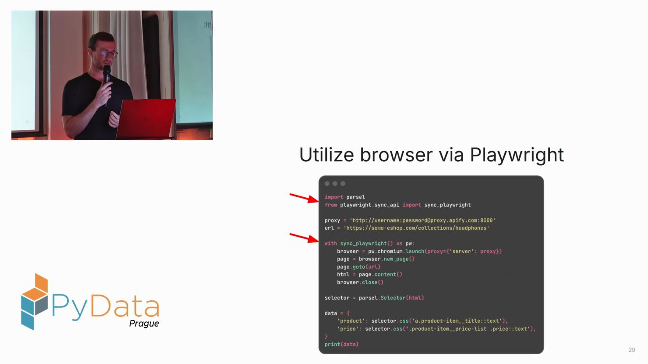So now it looks like this. Instead of Impit, we are using Playwright. It's a little bit longer because we have to launch a browser, open the website, fetch its content, and then provide it to the parser. We are still using the parser for the data extraction, so the selectors and the rest of the code are the same.